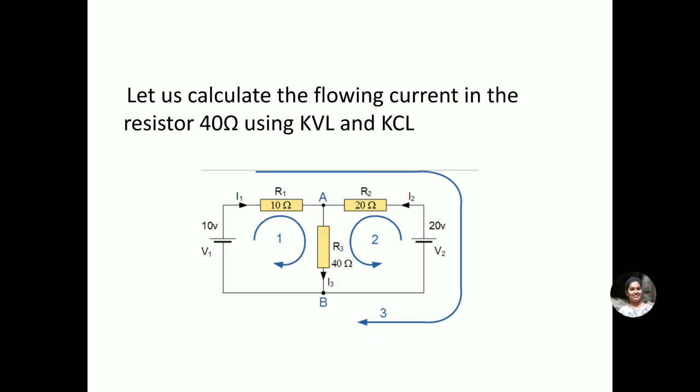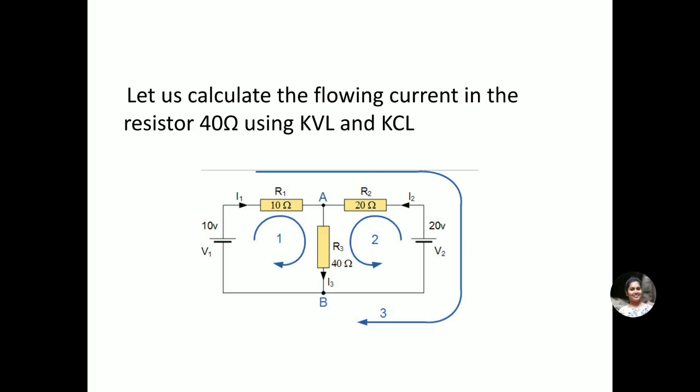In this circuit we can observe a voltage source V1 of 10 volts, a voltage source V2 of 20 volts, and three resistors R1, R2 and R3. R1 is 10 ohms, R2 is 20 ohms, and R3 is 40 ohms. Three different currents are flowing here: I1 flows in R1, I2 in R2, and I3 is the current flowing in R3.